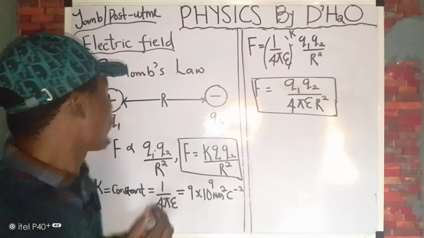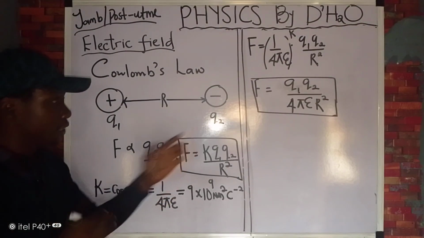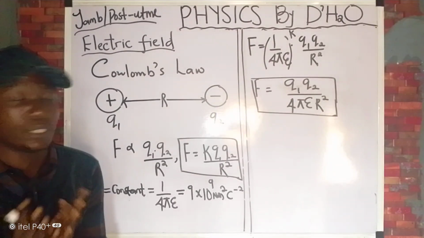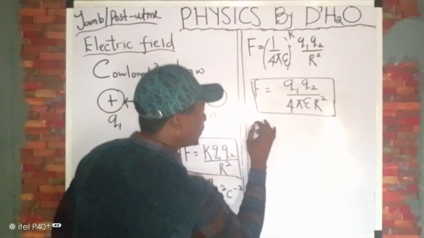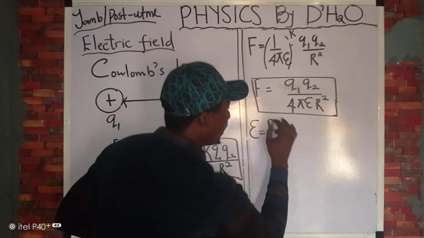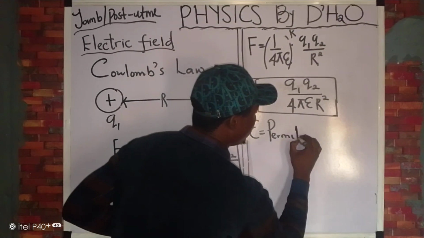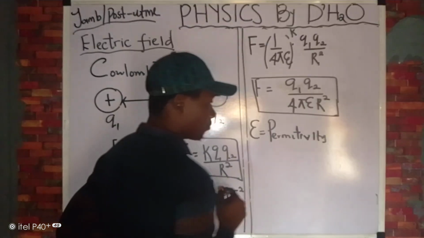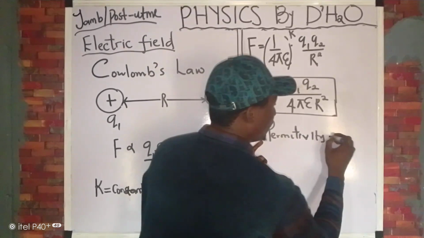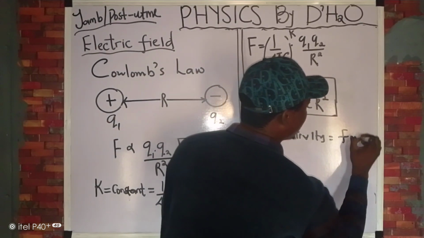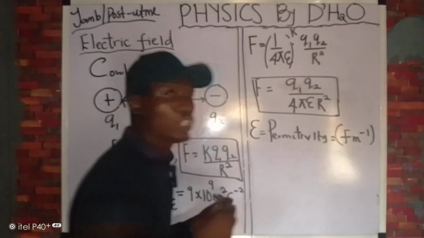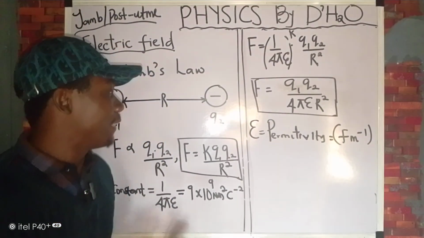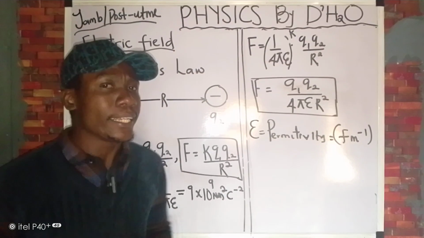Remember what I told you. This one is the first charge. This is the second charge. And I said that arrow represents our distance. Remember that this is called permittivity. Please take note of that. And this permittivity is measured in farad per meter. That is the unit. It is measured in what? In farad per meter.